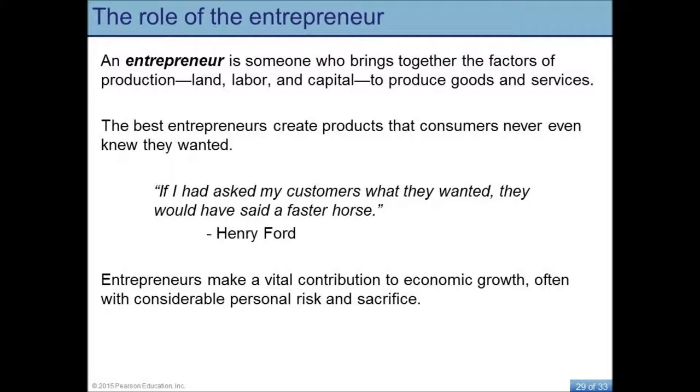People didn't know they needed an iPhone or an iPad or an iPod, but these ideas were created. They were released into the market, and once people saw these products, they were unable to resist, and they were like, where have you been all my life? So in other words, entrepreneurs make vital contributions to economic growth, often with considerable personal risk and sacrifice. Not everything's going to work out. There have been bombs. There have been failures. But then we have some amazing successes that advance our society as a whole.